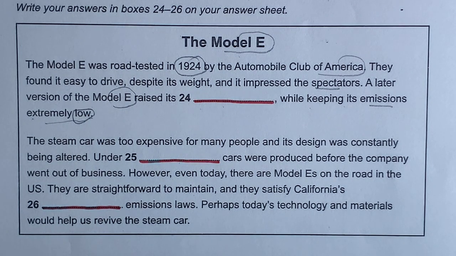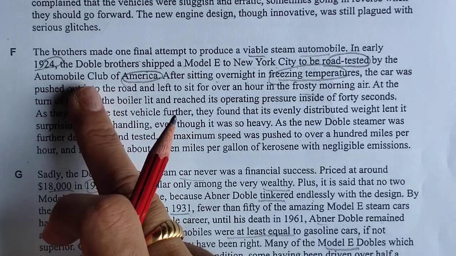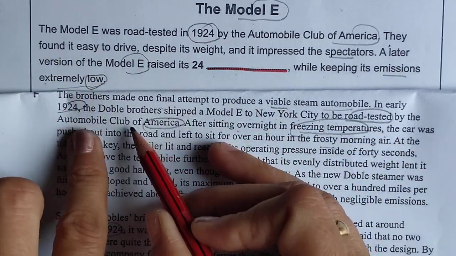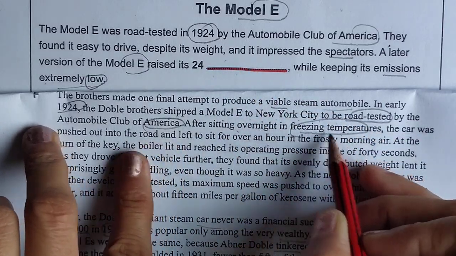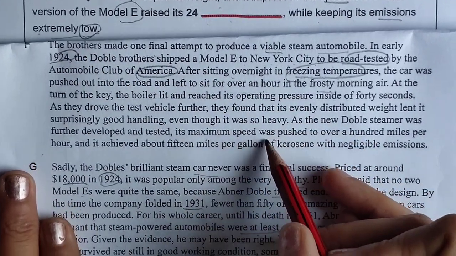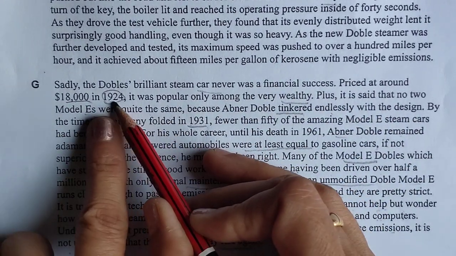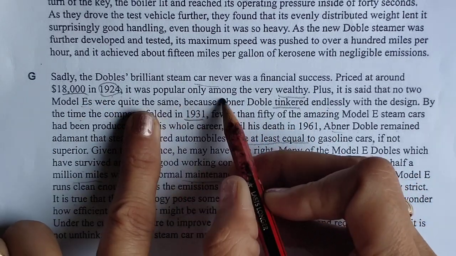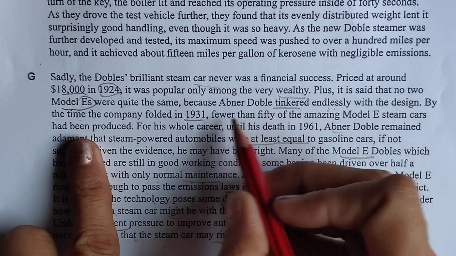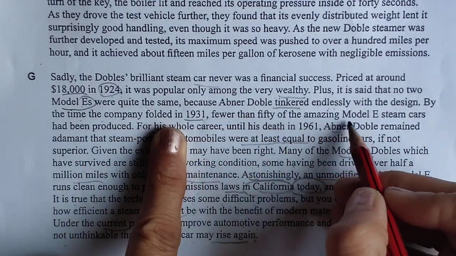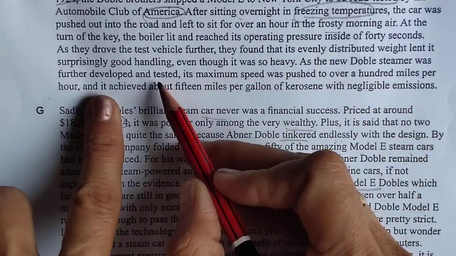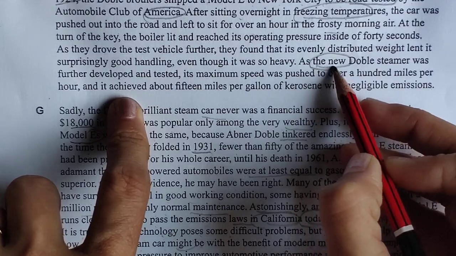I think we should go to the last paragraph. 1924 is given here. Automobile Club of America is also given. So I will do like that. You can see this is the location. So Club of America is also there. Wait, freezing the car. Okay. A later version of Model E. So here they are showing some experiment. So Model E, okay, next paragraph. So let's read. It was popular, plus it is said no two Model Es were quite the same because they tinkered endlessly with the design. By the time the company folded, fewer than 50 of the amazing Model E cars had been produced. So a later version of the Model E, where can we get it? Okay, new. So later means new.